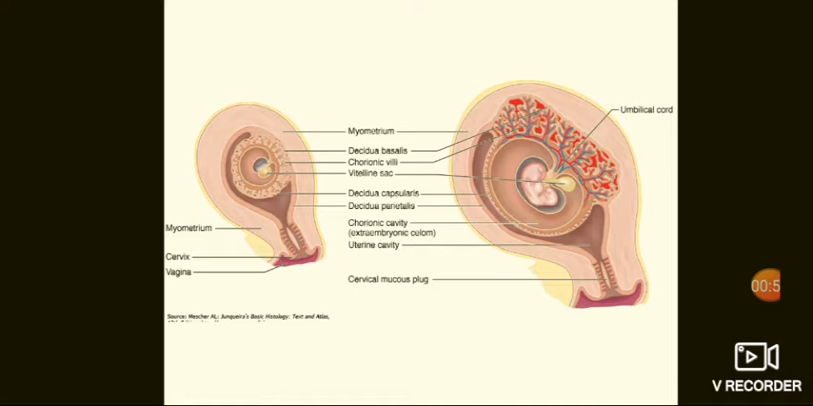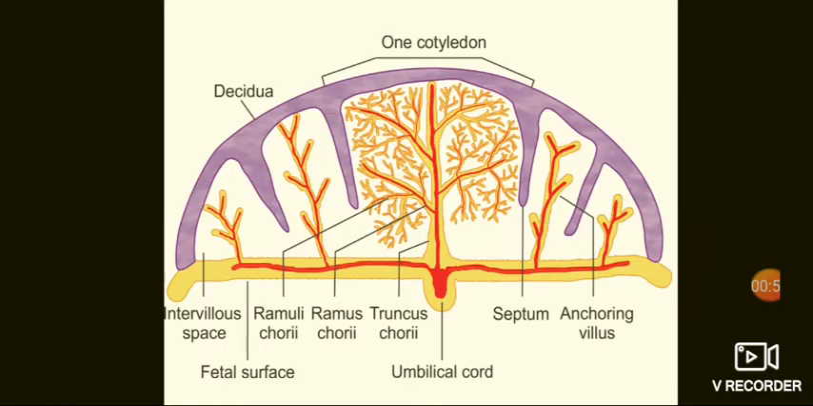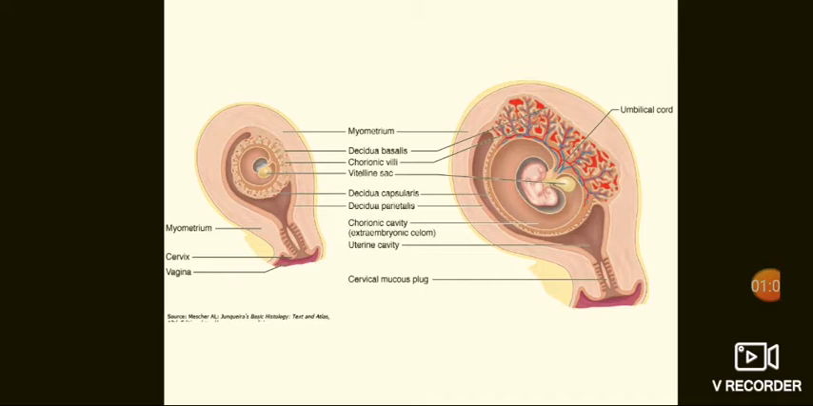After the implantation of the blastocyst, the endometrium is known as the decidua. The decidua has three components. First, the decidua basalis. It underlies the blastocyst, and this decidua basalis forms the maternal component of the placenta. The decidua capsularis surrounds the blastocyst, while the decidua parietalis lines the uterine cavity.